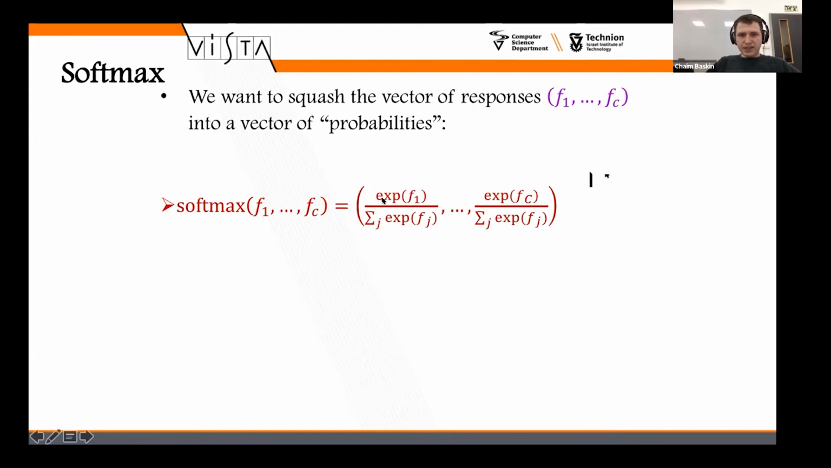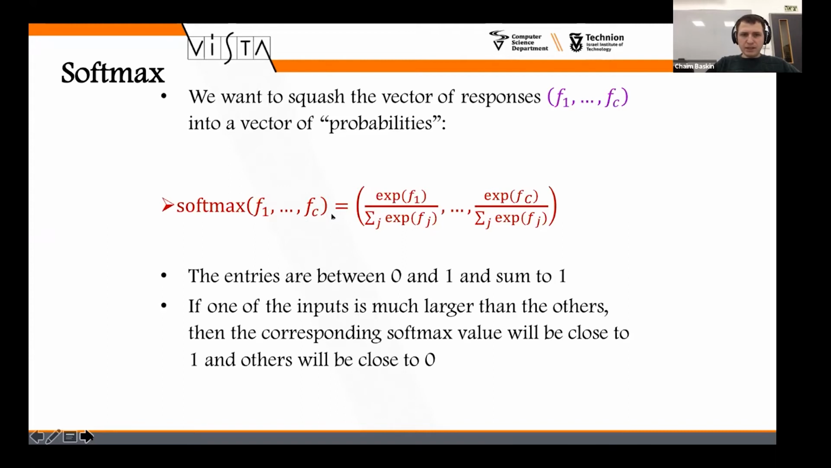So we take exp of f1, and we normalize it to get one. So we normalize our values, and the entries are from 0 to 1. Okay. And if one of the inputs is much larger than the others, then the corresponding softmax value will be large, close to 1. Because relatively it's higher than the others, it should strive to be 1, and the others will strive to be 0, and we want that to happen, because we want to distinguish our class with the highest probability that we can.